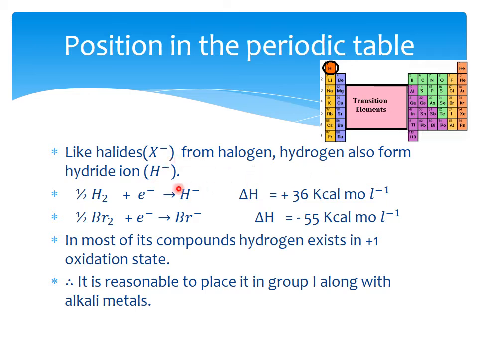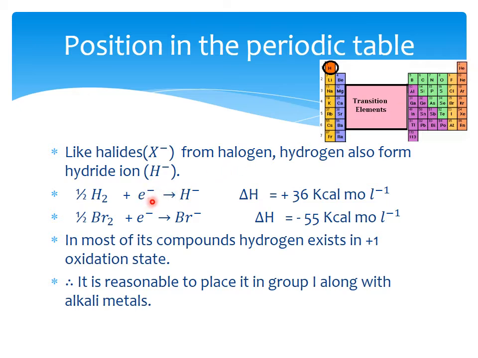Likewise, hydrogen also forms a hydride ion. Hydrogen also has a tendency to accept an electron. The energy released in accepting an electron is called electron affinity. Electron affinity is defined as the amount of energy released when an isolated gaseous atom accepts an electron. Since energy is released, it should be negative, because it is exothermic. Bromine wants to become a bromide ion, and to obtain the electron it gives out maximum energy. When it gains the electron, its energy is minus 55 kilocalories per mole. In the same way, hydrogen also has the tendency to accept the electron and get converted into the respective noble gas configuration, that is a stable configuration.